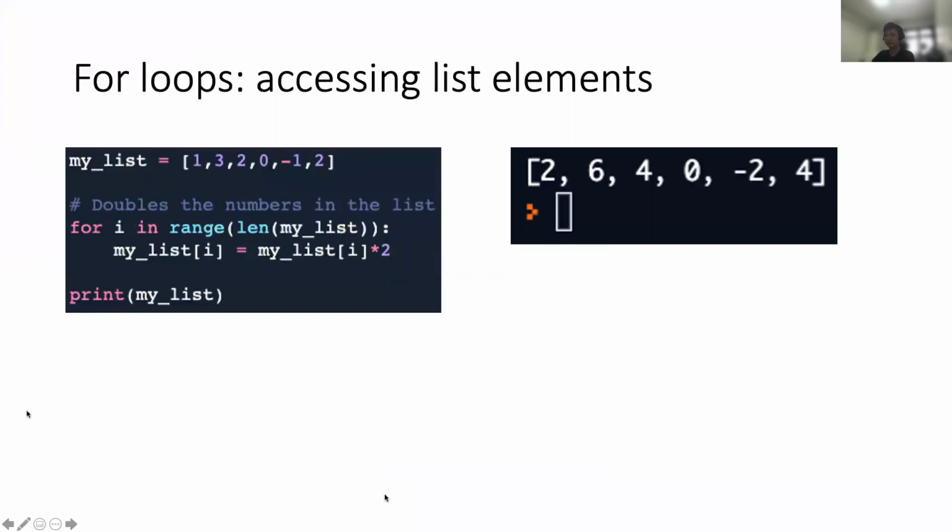So what can we do with it? Let's say you want to replace all the elements in the list with double their value. You can define the list, then you have for i in range of the length of the list, and then you just say the i-th index of the list, I want to set it equal to a new value. What is the new value? It is the i-th index times 2. If you write these 3 lines of code, you get this output, which has successfully doubled all the elements in the list. That's just an example of what you can do with for loops and lists.